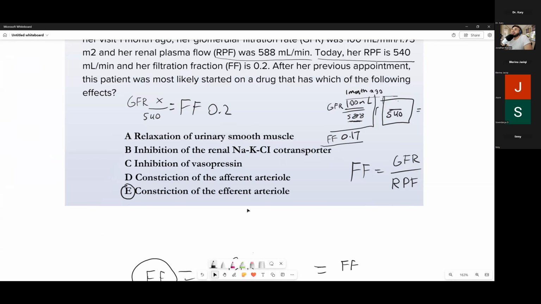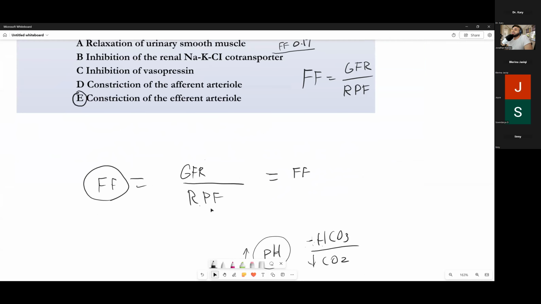Can you just repeat the last one, just the very last? Sure. So there's two ways you could increase your filtration fraction here. If I decrease my renal plasma flow, then if the GFR is able to maintain itself normal, the decrease in the denominator will give you an increase in filtration fraction. Does that make sense? Isn't that constricting the afferent arteriole? If you constrict the afferent arteriole, for example, you will not have enough renal plasma flow. Right? That would decrease.